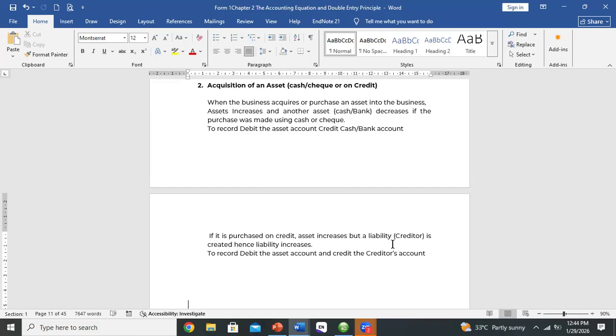So when you see a transaction where the business is buying, purchasing, or acquiring an asset, which can be land, building, vehicle, fixtures, all the things that we learned as examples of assets, you need to know and remember them. The asset will increase. If they bought with cash or bank, it will decrease, so you credit. If it was on credit, there is a liability, so you open a creditor's account and you credit it.